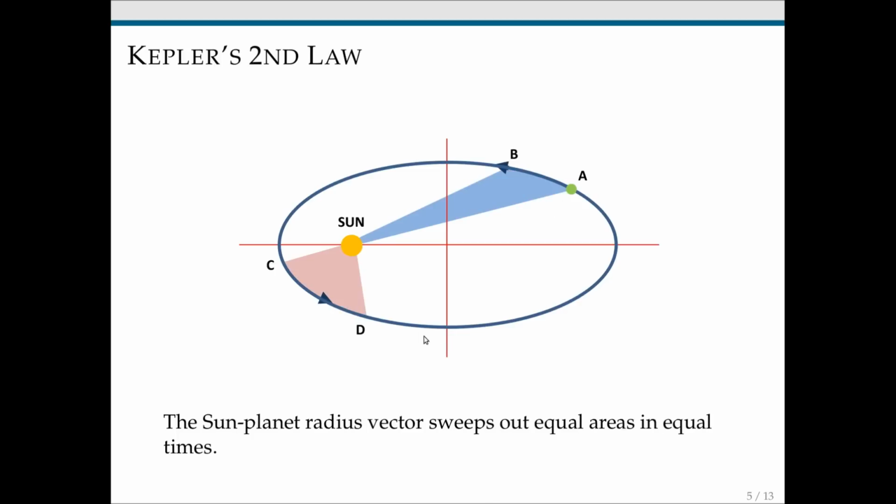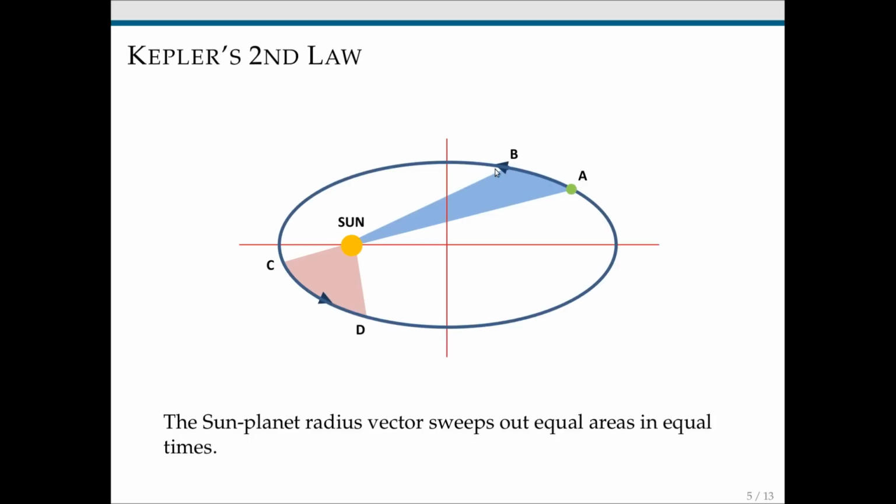Kepler's second law states that the sun-planet radius vector sweeps out equal areas in equal times. Now what does that mean? Let's go back to this diagram. We have a planet orbiting the sun, and the sun-planet radius vector is just the line connecting the sun to the planet. As the planet moves from point A to point B, the sun-planet radius vector sweeps out this area here, shown in blue. A little bit later in its orbit, the planet moves from point C to point D, and during this time, the planet-sun radius vector sweeps out an area shown here in pink.